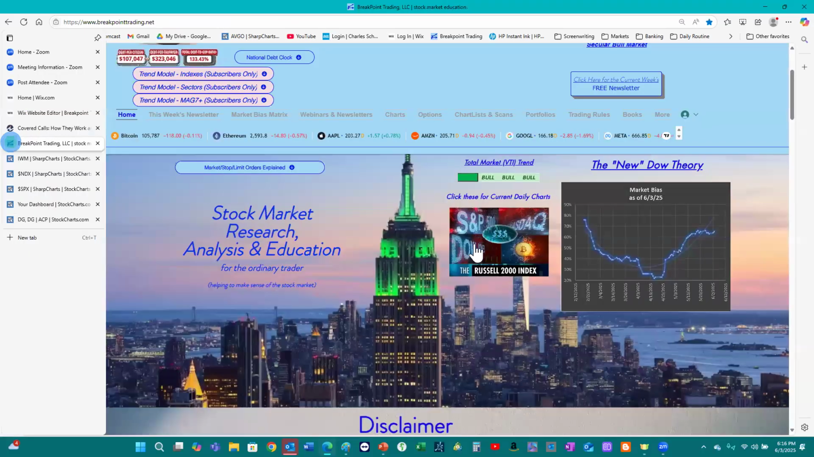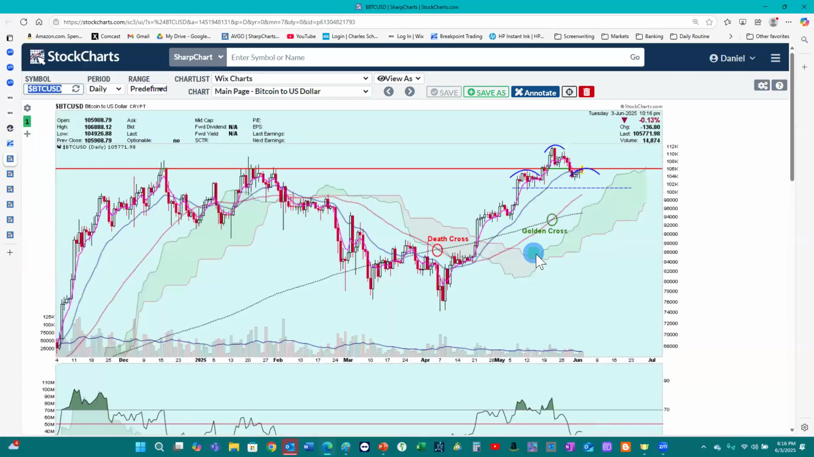Let's look at Bitcoin real quick. And you can see Bitcoin is sitting right on this. I drew in this potential head and shoulders. It is not actually a head and shoulders unless it breaks through this neckline down here at about 100K or so. Let's see where it is.